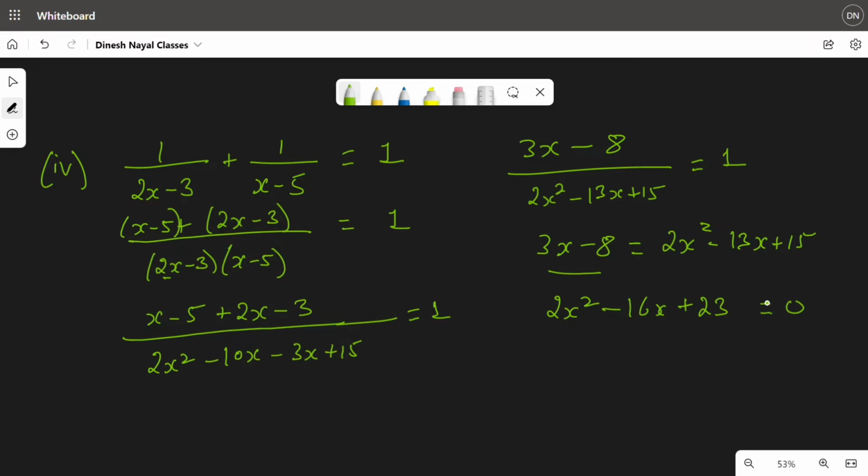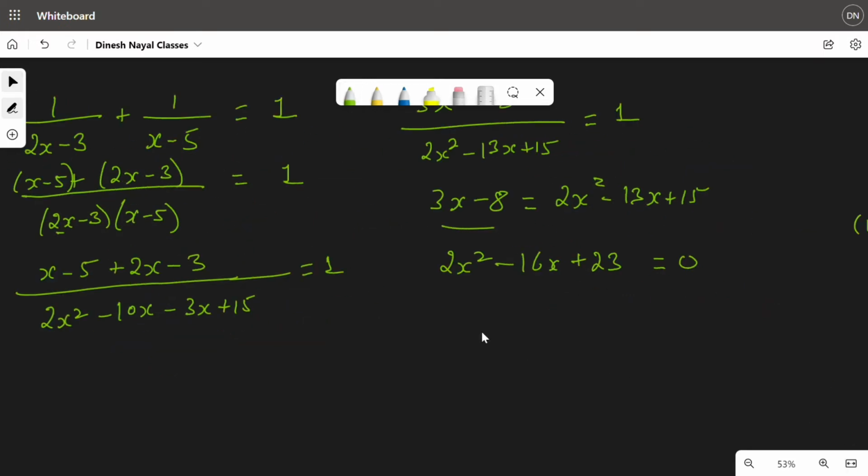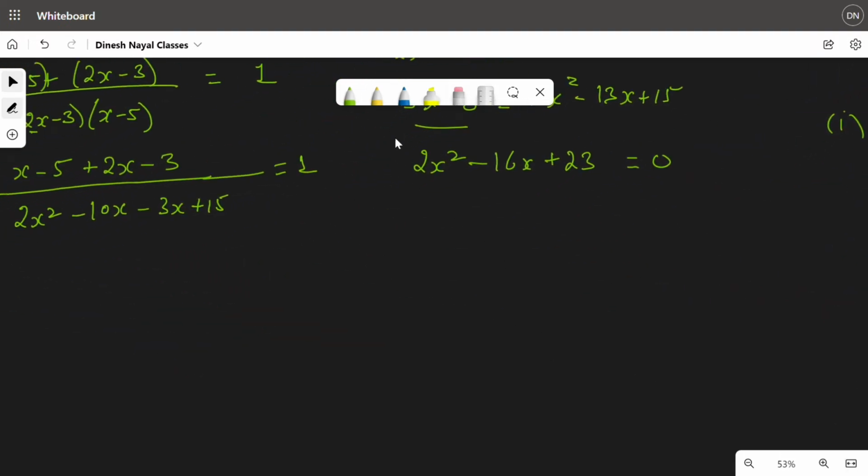Now we have to solve this. So comparing it with the standard equation, which is ax square plus bx plus c equals 0. So over here a is 2, b is minus 16 and c is 23.